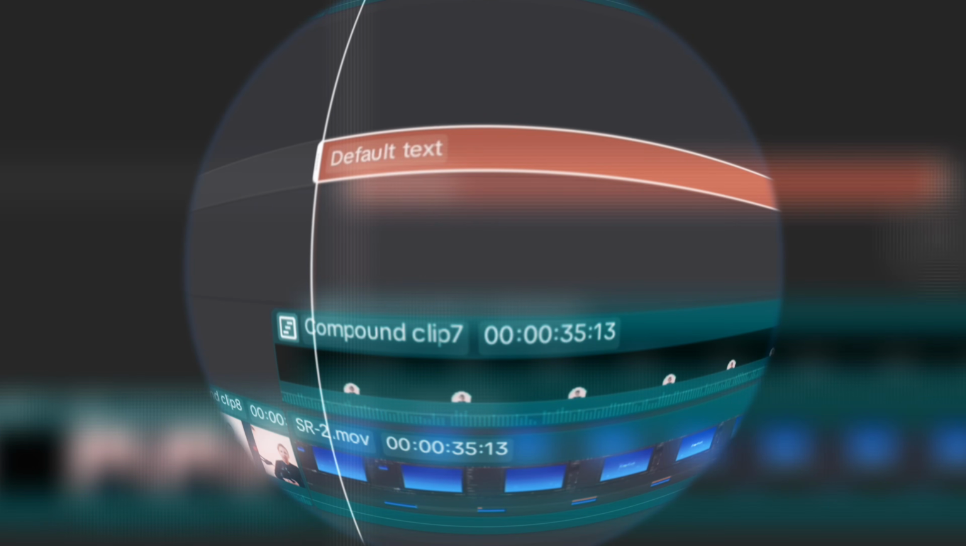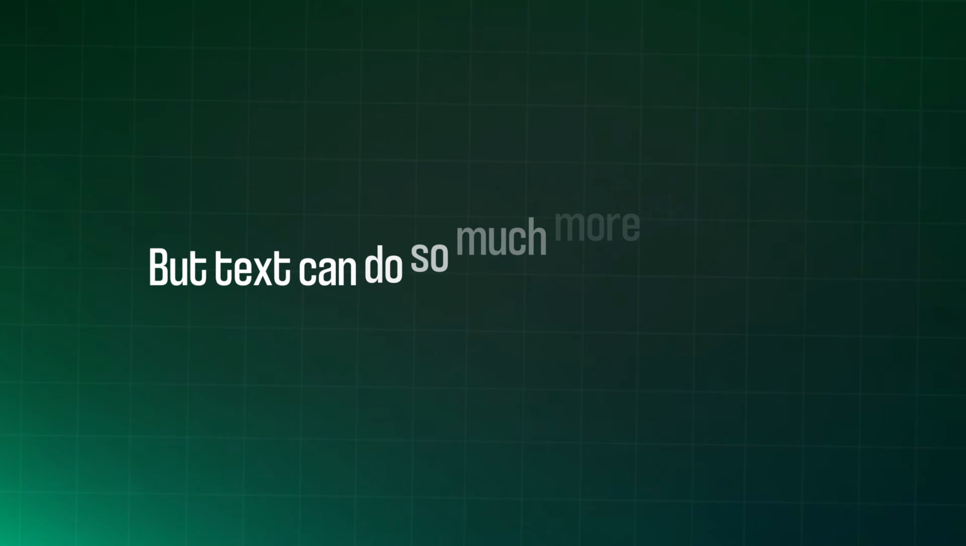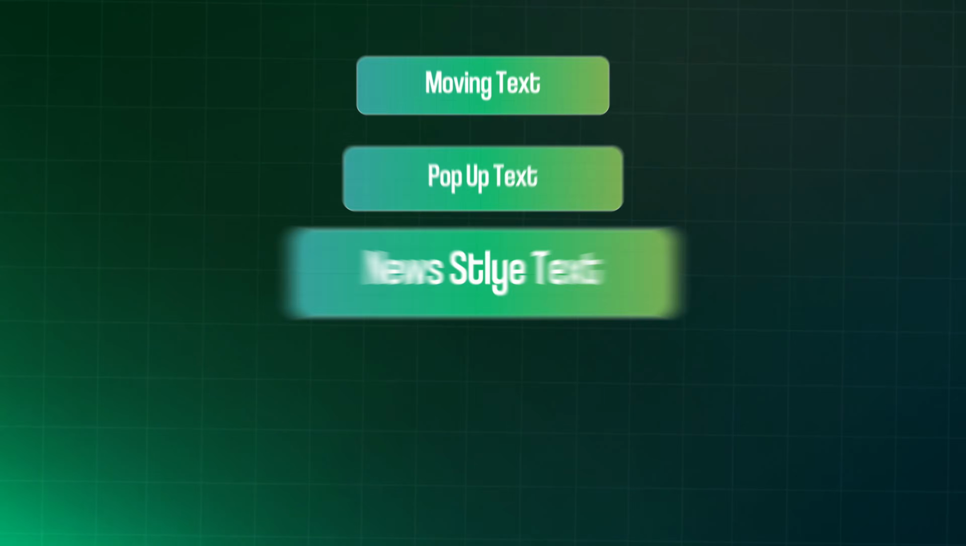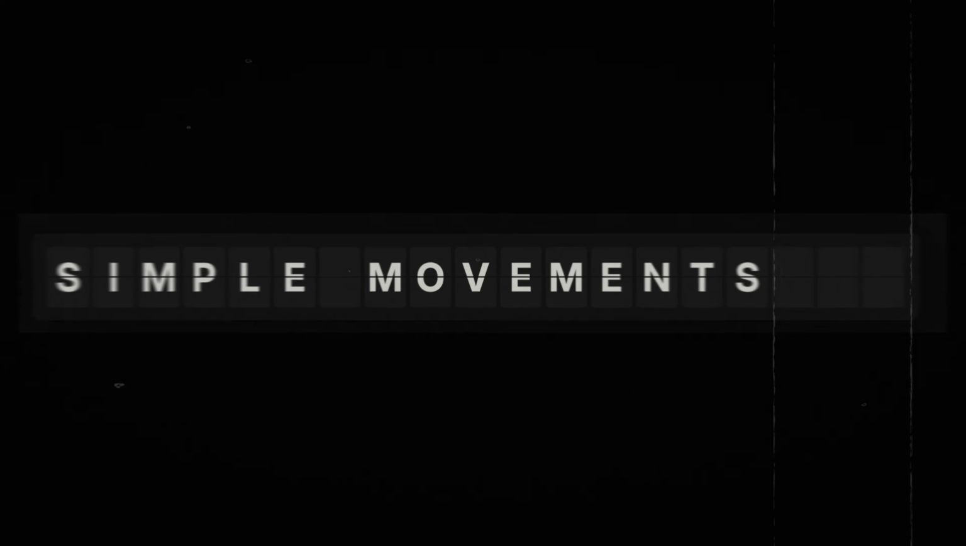Most creators use text in CapCut just to put words on the screen. But text can do so much more than that. The right animation can guide attention, add energy, make your edits feel more professional, and completely change the way your videos look. Today, I'm showing you 5 text effects you will actually use, from simple movements to more advanced techniques that look far more complicated than they actually are.